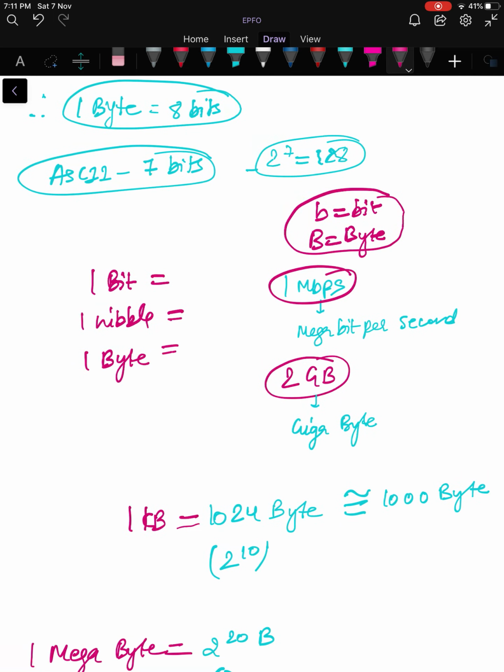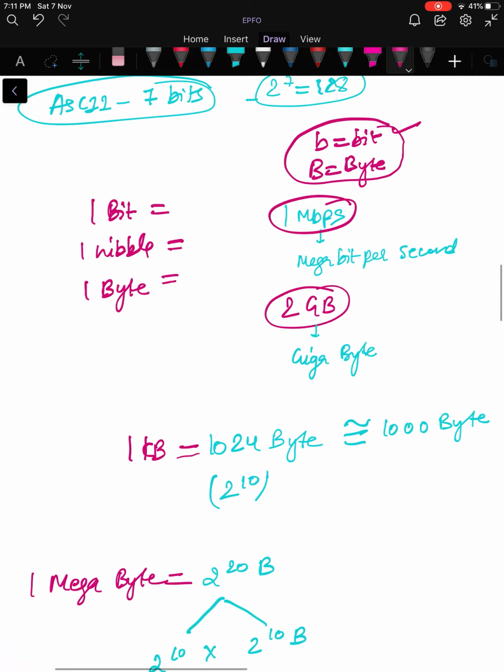So 2 to the power 7 equals 128. Whenever you see, small b equals bit, capital B equals byte. For example, Mbps, 1 Mbps, is 1 megabit per second, but 2 GB, for example if you have a 2 GB hardware, is called gigabyte.